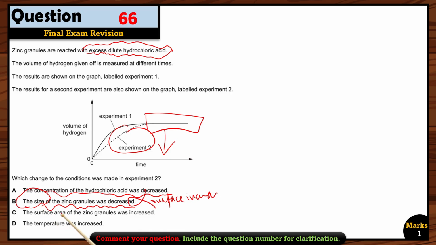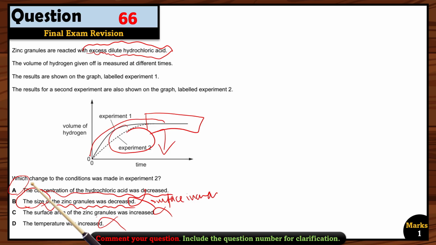The surface area of the zinc granules was increased. Again wrong, because if you increase the surface area, experiment 2 will have a higher rate of reaction. But here if you see, it is less steep than experiment 1, so the rate of reaction is lower. The temperature was increased. Again wrong, because if temperature was increased, the rate of reaction should also increase and experiment B should be here, not at the bottom, right? So it means only option A is the right option.